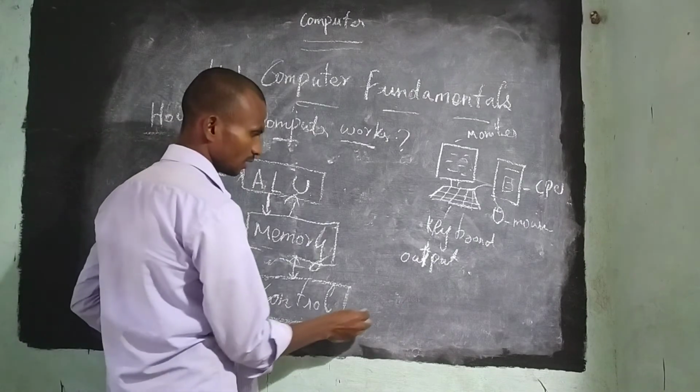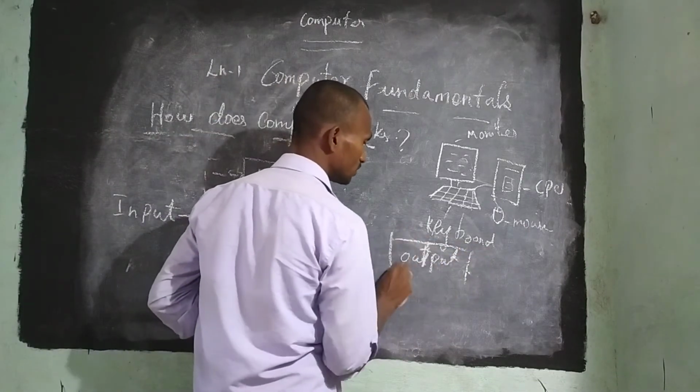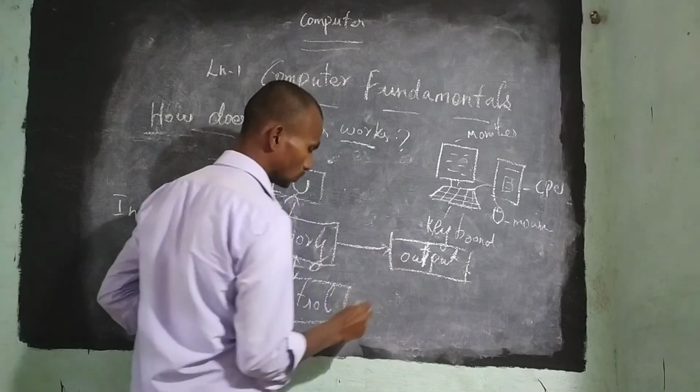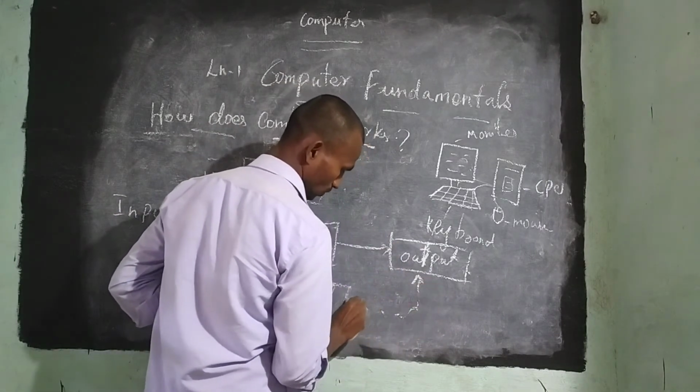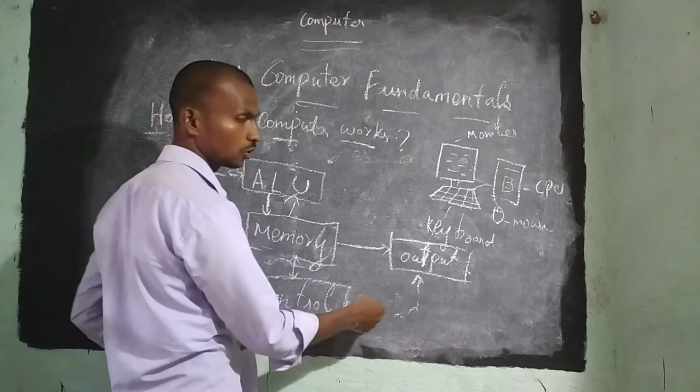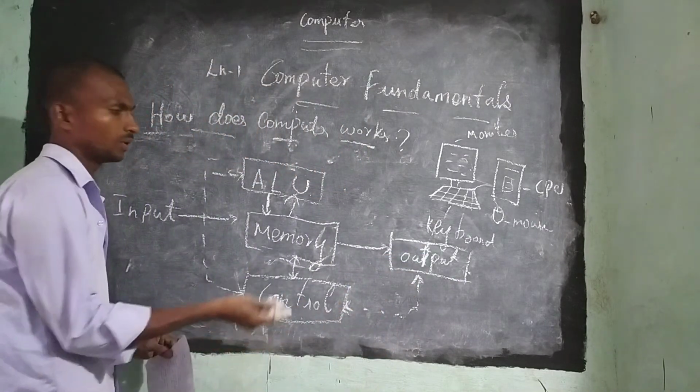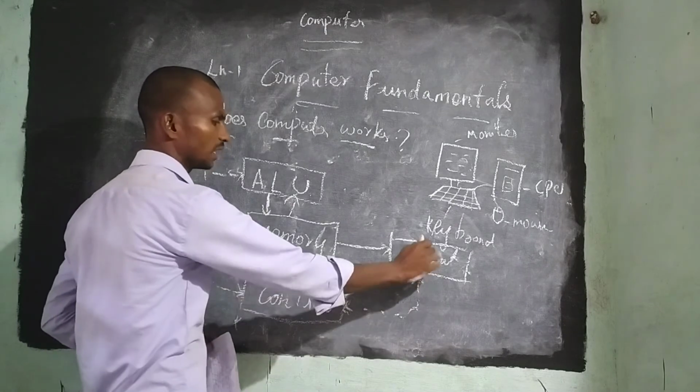Next, the control unit will send the result to the output unit. So it will ask whether it needs to be shown or not. So it will go to the output unit.